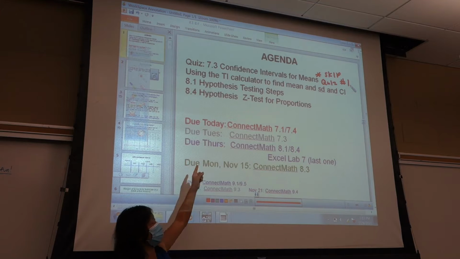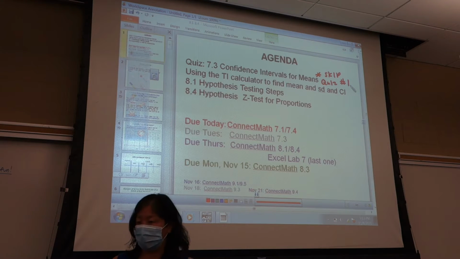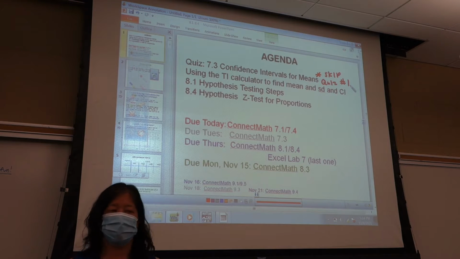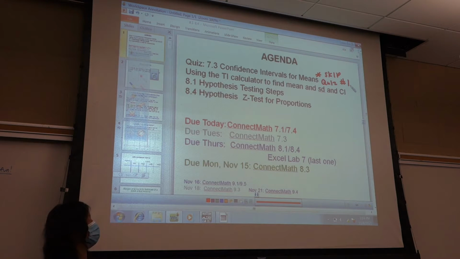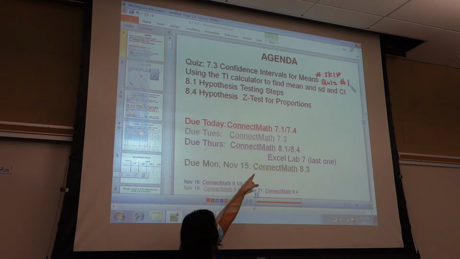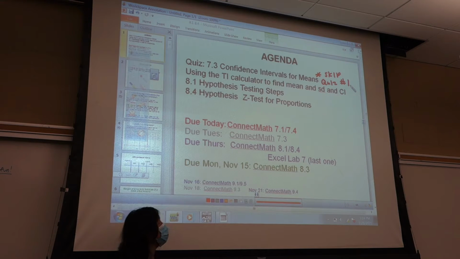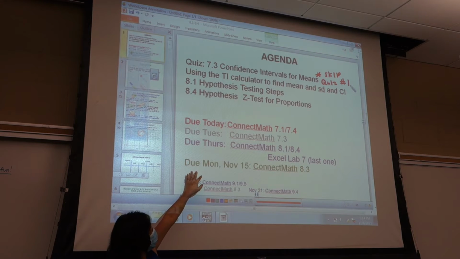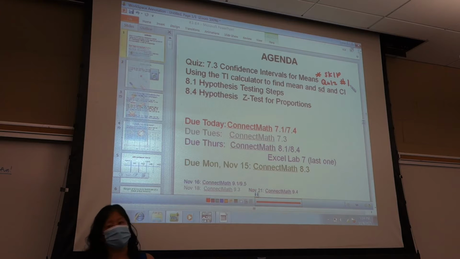Thursday you have your first Connect Math due on chapter 8, which we're going to cover today. That should give you all the stuff you need in order to do that homework that's due on Thursday. And also the Excel Lab is officially due on Thursday. You can turn it in late for full credit up to next week. And then Monday, Connect Math 8.3 is going to be due.